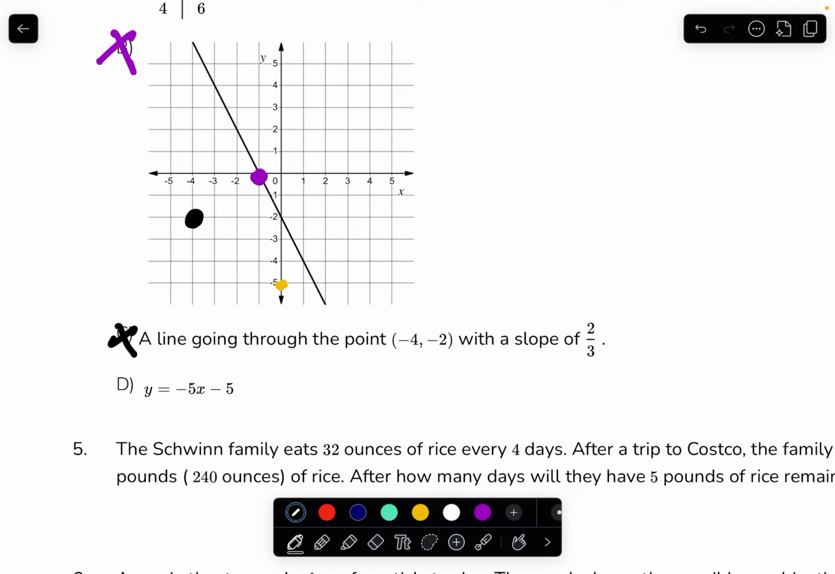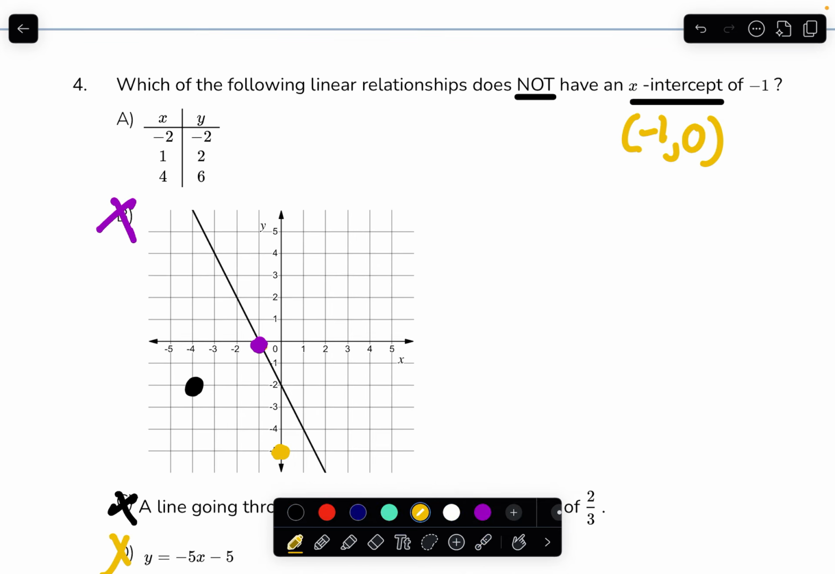And then the last one, I used the grid again. They said y = -5x - 5. So I used this point right here, and then I counted. I would go down 5, but I can't because it's on the edge of the grid. So I'm going to go up 5 and to the left 1, and that puts me right there. It has an x-intercept of -1. So by process of elimination, the only choice that does not have an x-intercept of -1 is A.